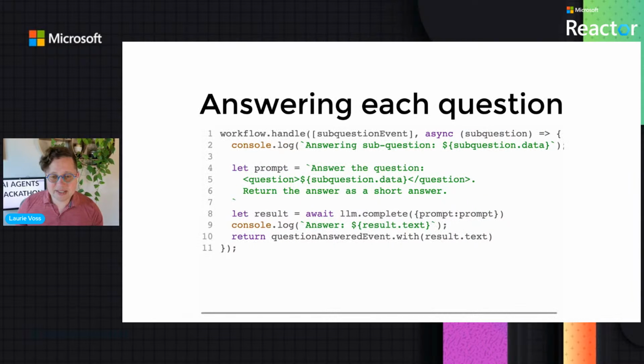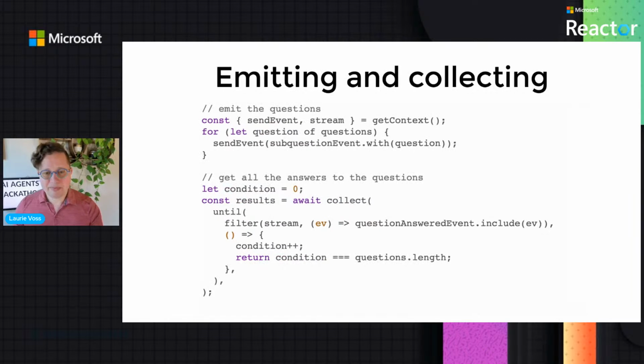Our question answering is a single step that we trigger multiple times. Here, obviously, we're just asking the same LLM, but it could be a different LLM or a database or anything. Emitting our questions and collecting the answers is exactly how we did it in sectioning and voting. We send a lot of events, we collect and filter. So you can see us calling send event multiple times. And this time, the condition that we're waiting for is that we have received the same number of questions that we sent.